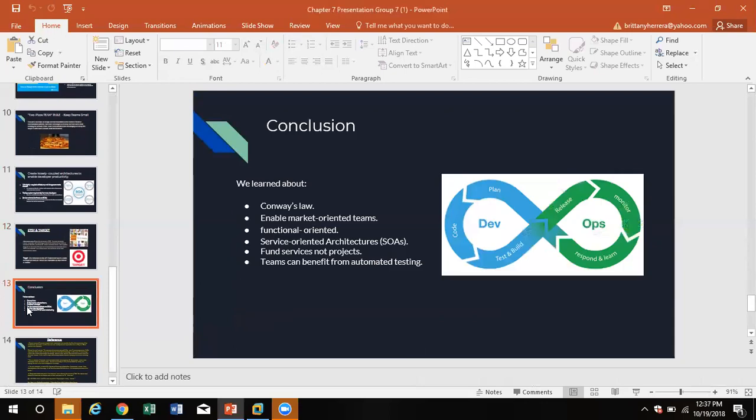So in conclusion, we learned about Conway's law and enabling market-oriented teams. Basically, in general, Conway's law just talks about the more people involved with something, the more problems, the more time constraints, and we don't want to do that. So try to keep everything as local as possible and as strategic as possible, keeping testing local, and you're going to find that you're able to see the problems arise, fix the problems when they happen, and you'll have fewer handoffs, fewer time constraints, and more success.